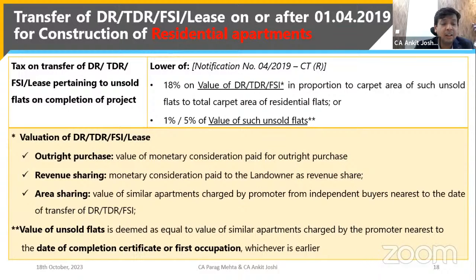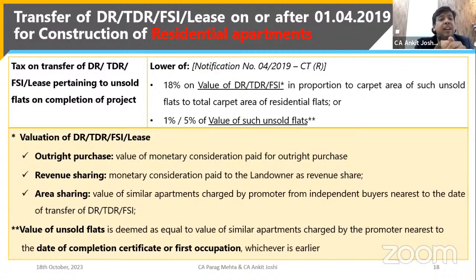In case of revenue sharing, whatever monetary consideration we have paid to the landowner will be considered as the revenue share, and that will be considered as the value of TDR. Or in case of area sharing, the value of any similar apartment charged by the promoter from independent buyers nearest to the date of transfer of TDR will be considered as the value of TDR. So once you have arrived at the value of TDR for this particular transaction, 18% on such value, and that again in proportion to the carpet area which has been unsold.